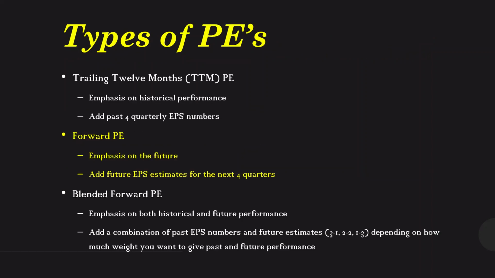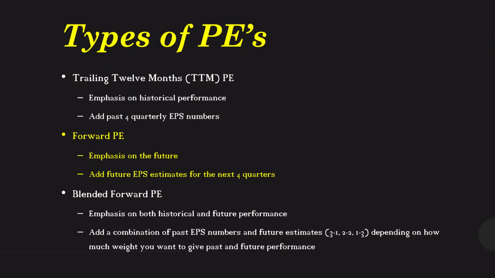Types of PEs. One is the trailing 12 months PE, or the TTM PE, and this will place an emphasis on historical performance, and you would just add the past 4 quarters' EPS numbers for your calculation. Now the forward PE, this is probably one of the best to use for valuation because it places emphasis on the future. So you would just add the future estimates for the next 4 quarters for EPS.